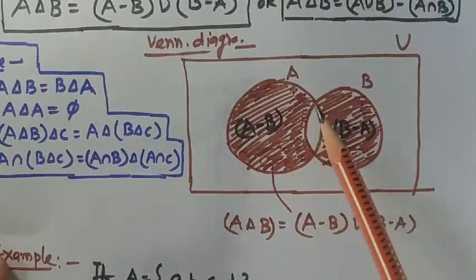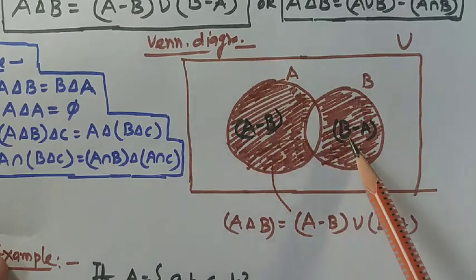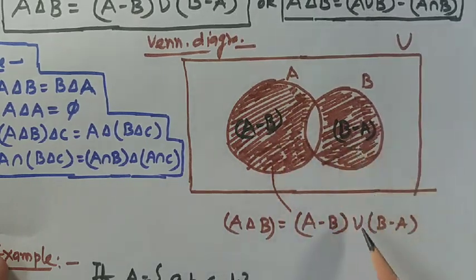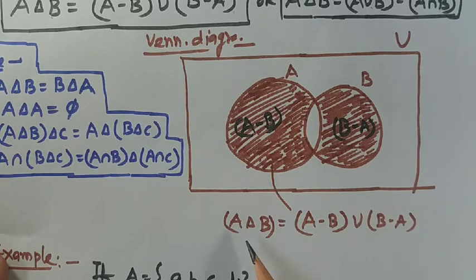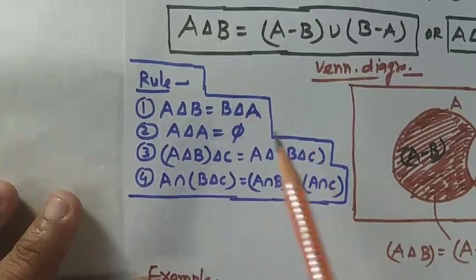So in the Venn diagram, this will be total A and B, this portion A minus B, this B minus A, and both the common value, both in the union. So A del B equals A minus B union B minus A. Now we have some rules.